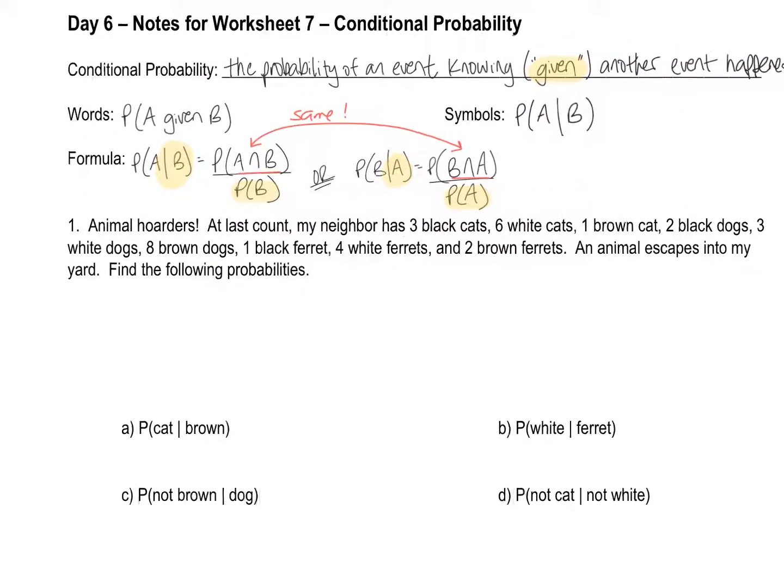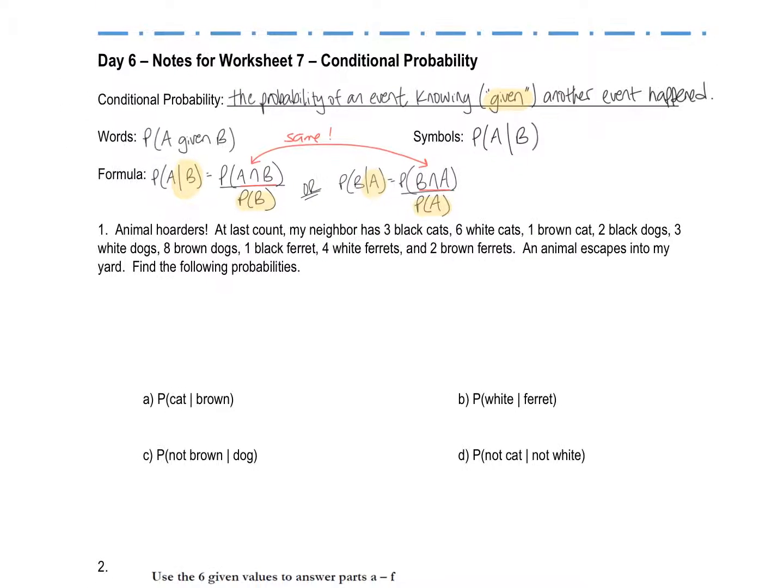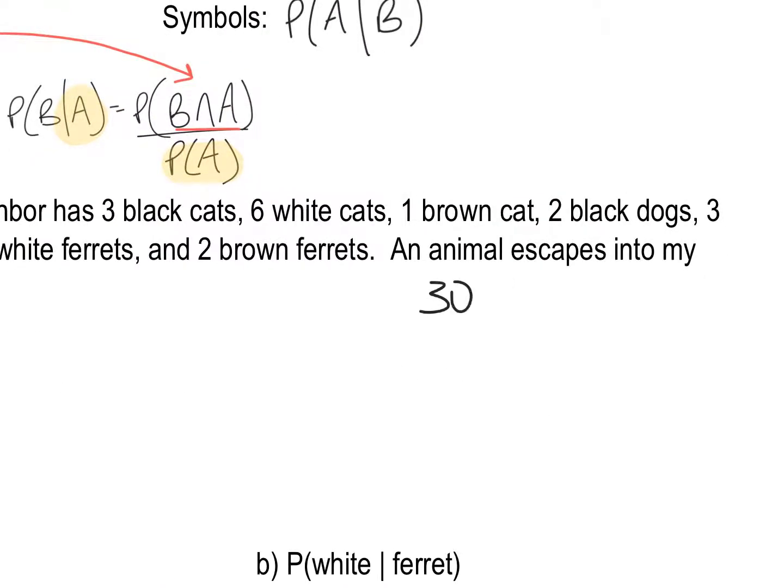So let's just go right into a couple problems. We've got animal hoarders living next door to you, or next door to me, I guess. My neighbor has 3 black cats, 6 white cats, 1 brown cat, and so on. The moral of the story here is that there are 30 animals total.